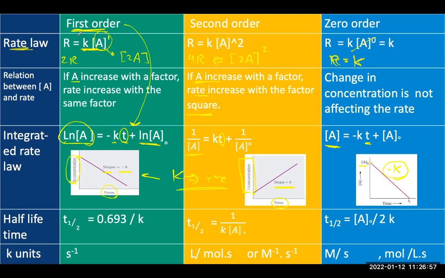For the first order, it will be ln A versus t, so ln A equals minus kt plus ln the initial. For the second, it will be 1 over A equals kt plus 1 over the initial. For the zero order, the concentration equals minus kt plus the initial concentration. If you have the graph, you can know the slope, which will be k or minus k, and you can know the intercept, which is the initial, or 1 over the initial, or ln the initial, according to the order.